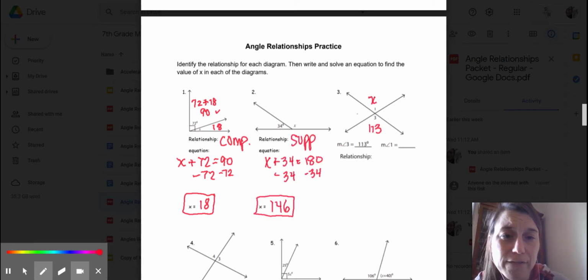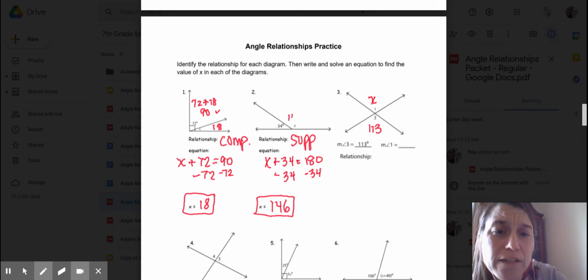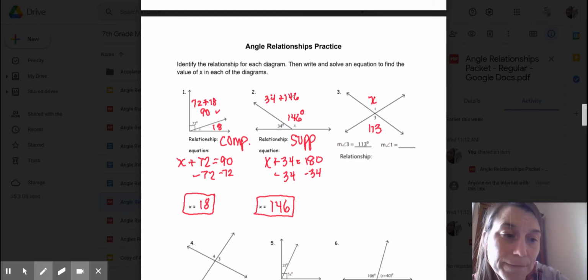So you can see that I've solved for number 2. I solved for x because it was a supplementary relationship and they added up to 180 degrees. So I wrote the equation x plus 34 equals 180 degrees. Then I subtracted to solve because that's the opposite of add, and I have 146. So that angle would be 146 degrees because x is the degrees of that angle. I should be able to add these two angles together and they should equal 180. I add them together and I get 180 degrees, and that's my check.